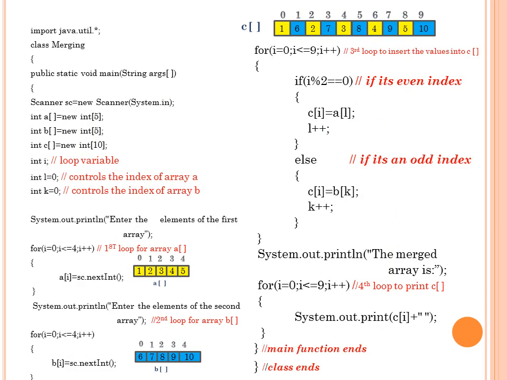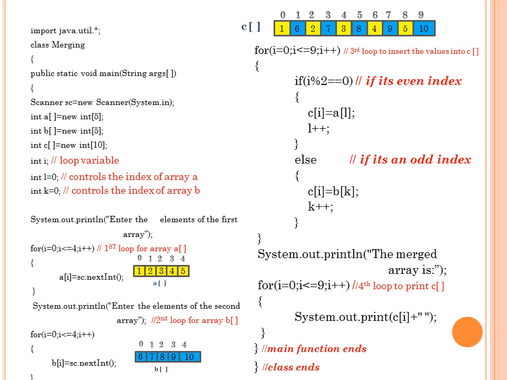Now let us see how merging can be performed in a Java program. So this is the source code to perform merging based on the previous example. The name of the class is merging. There are three different arrays A, B and C of integer data type. The size of A is 5 and the size of B is also 5. So that means it will hold 5 elements. And the size of C is 10 because it will hold the elements of A and B.